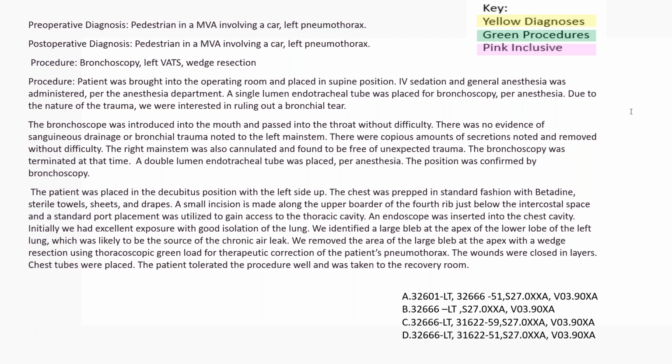An endoscope was inserted into the chest cavity. Initially, we had excellent exposure with good isolation of the lung. We identified a large bleb at the apex of the lower lobe of the left lung, which was likely to be the source of the chronic air leak. We removed the area of the large bleb at the apex with a wedge resection using thoracoscopic green load for therapeutic correction of the patient's pneumothorax. The wounds were closed in layers. Chest tubes replaced. The patient tolerated the procedure well and was taken to the recovery room.